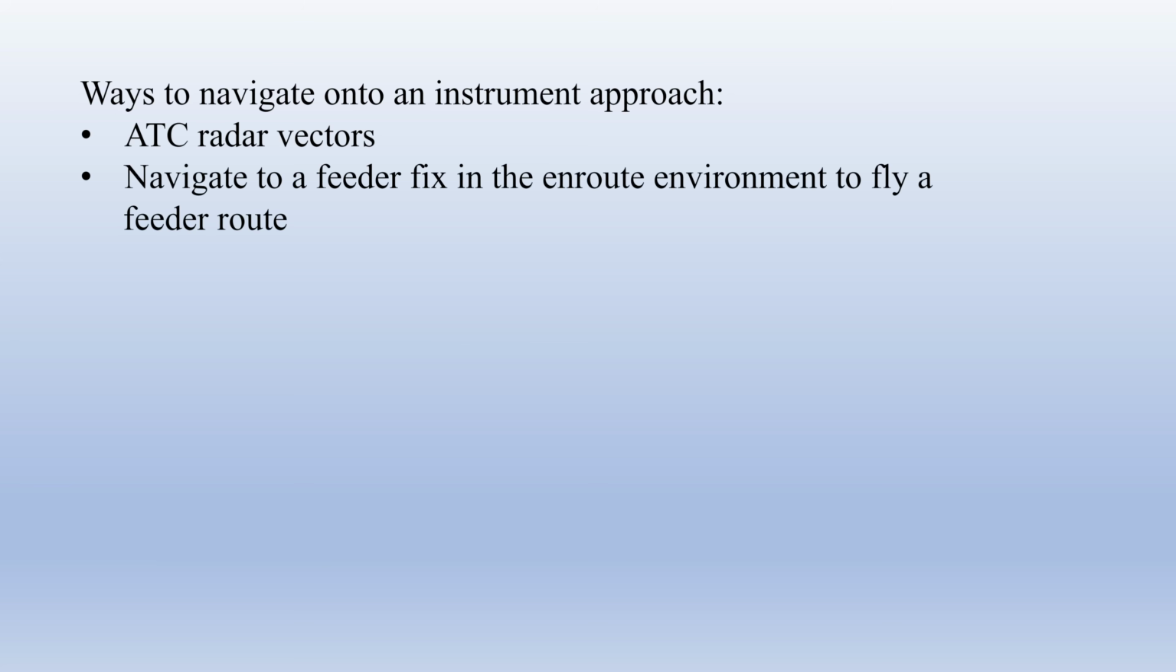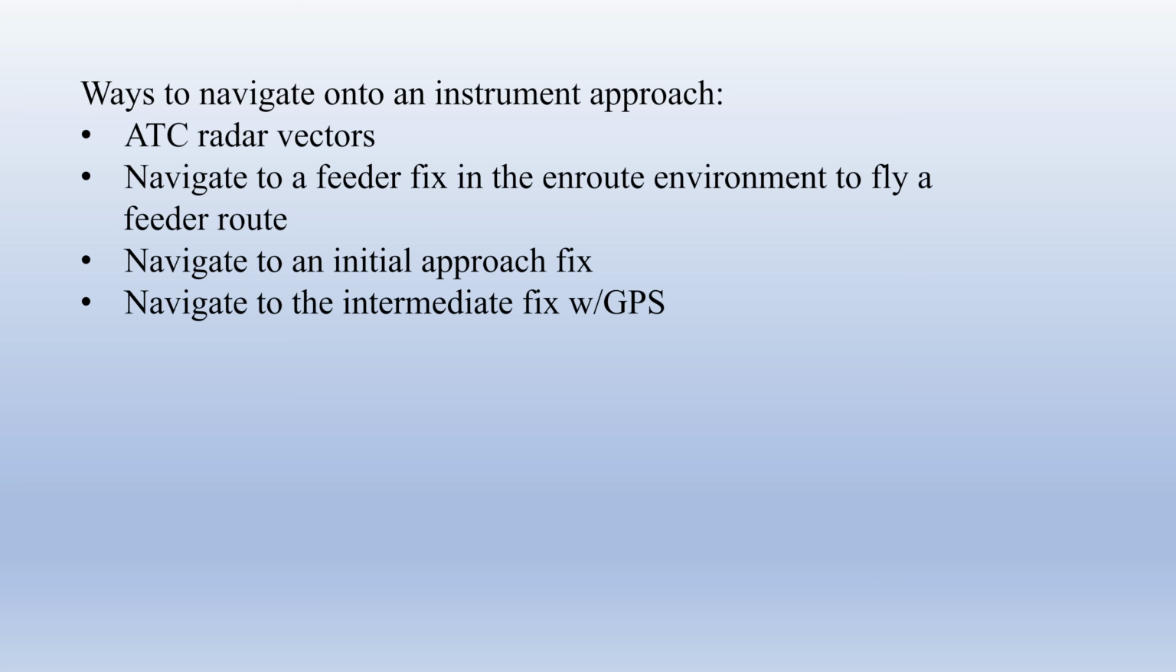Before we finish out the video, I want to talk about how to navigate onto an approach, and there are basically 4 ways that you can do it. In the real world, you can get ATC radar vectors, which is where they give you headings to basically steer you on to usually the final approach course. You can navigate to a feeder fix, something that's in the en-route environment, to fly a feeder route to an initial approach fix. You can navigate to an initial approach fix, either directly or through the en-route structure if it is part of the en-route structure. And you can navigate to the intermediate fix, usually with a GPS is the way you need to do this.